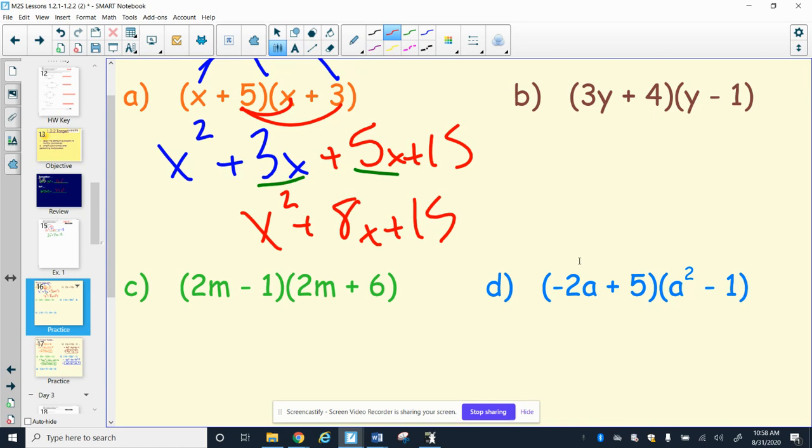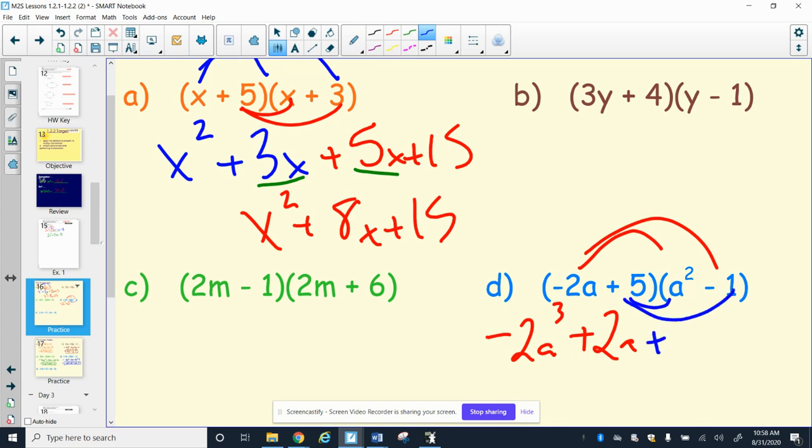Let's first distribute the negative 2a to both. Negative 2a times a squared would be negative 2a to the third. Then negative 2a times negative 1 would be plus 2a. Then we multiply the 5 to both: 5 times a squared is 5a squared, and 5 times negative 1 is minus 5.